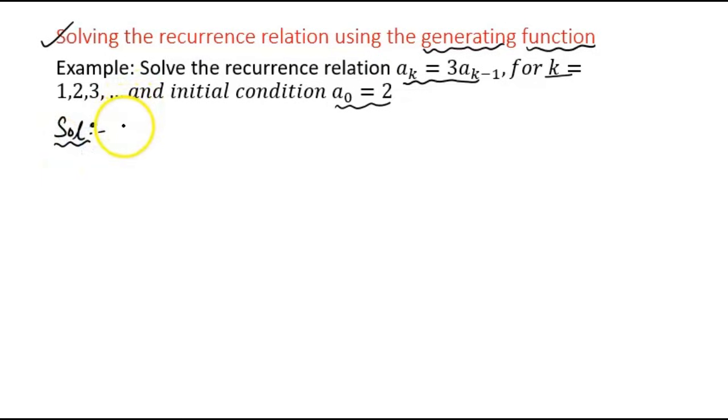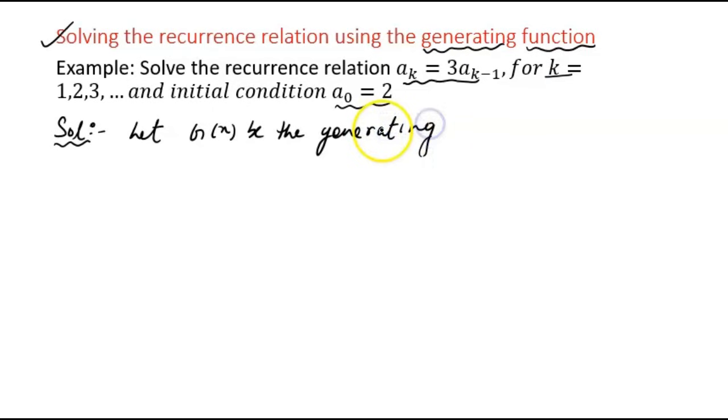So to write the solution, first of all, you consider that let g(x) be the generating function. This is a general process, so you can get an idea of how it will work. So I am considering that let g(x) be the generating function for the sequence a_k.